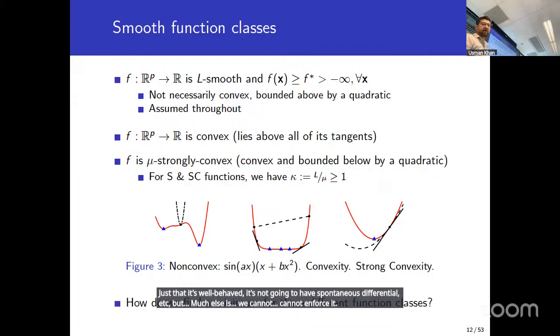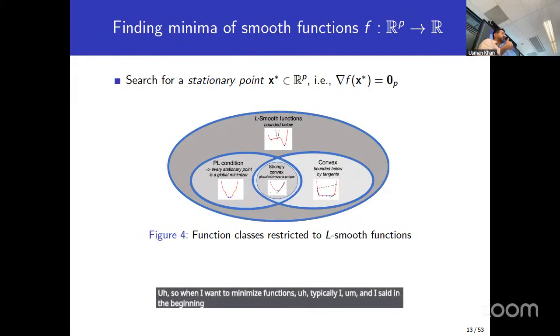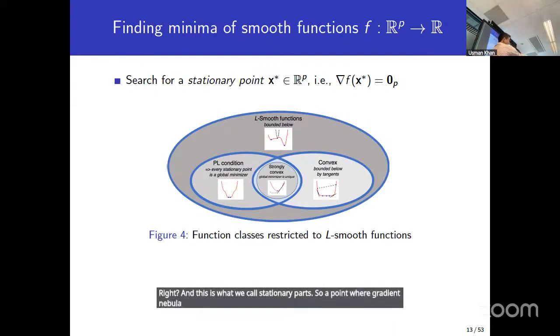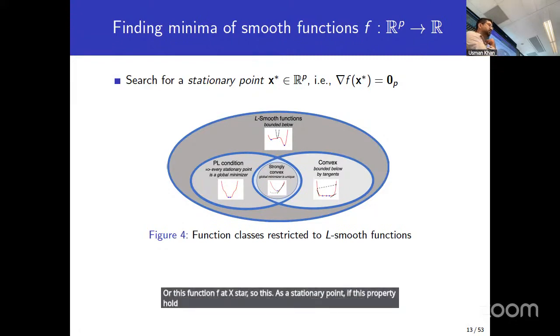So when I want to minimize functions, typically, as I said in the beginning, we are given first order information, so all we know are gradients. So the minimization problem is equivalent to searching for a point where the gradient is 0, right? And this is what we call stationary points. A point x star of the function f is a stationary point if its gradient, nabla f at x star, is 0, right?